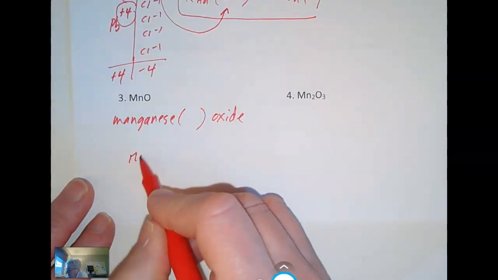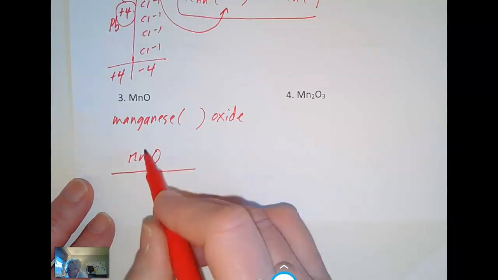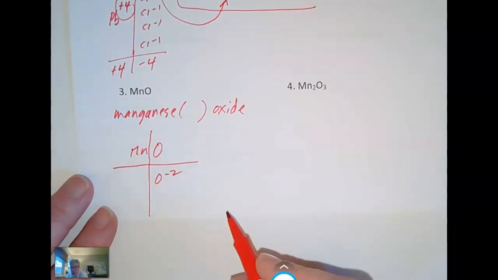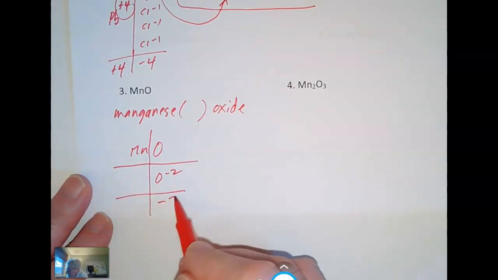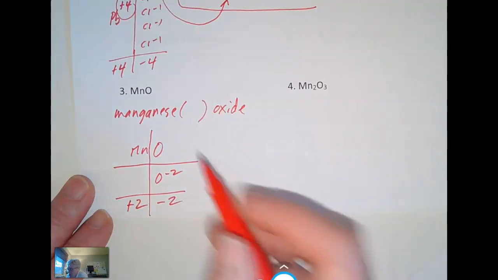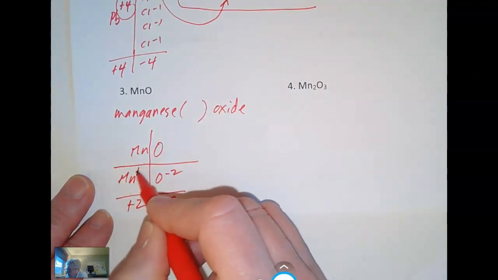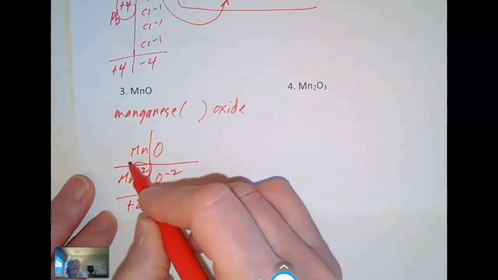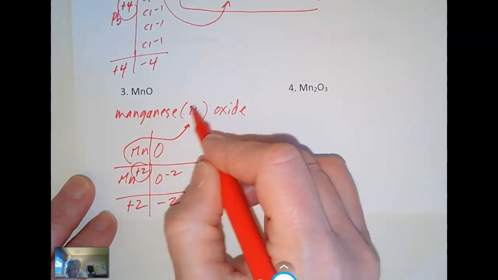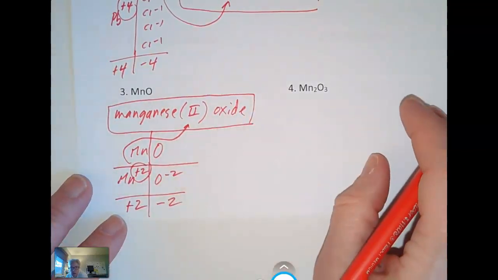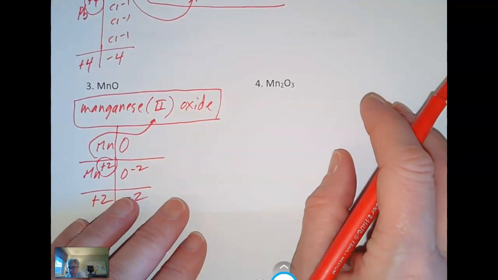All right, so let's figure out the charge on that manganese using the charge on the oxygen. All right, oxygen has a -2 charge. So the whole negative side is a -2. The positive side has to be a +2. And I only have one manganese, so it must have a charge of +2, which then becomes our Roman numeral. So manganese(II) oxide is the name of that one. All right, let's do one more.